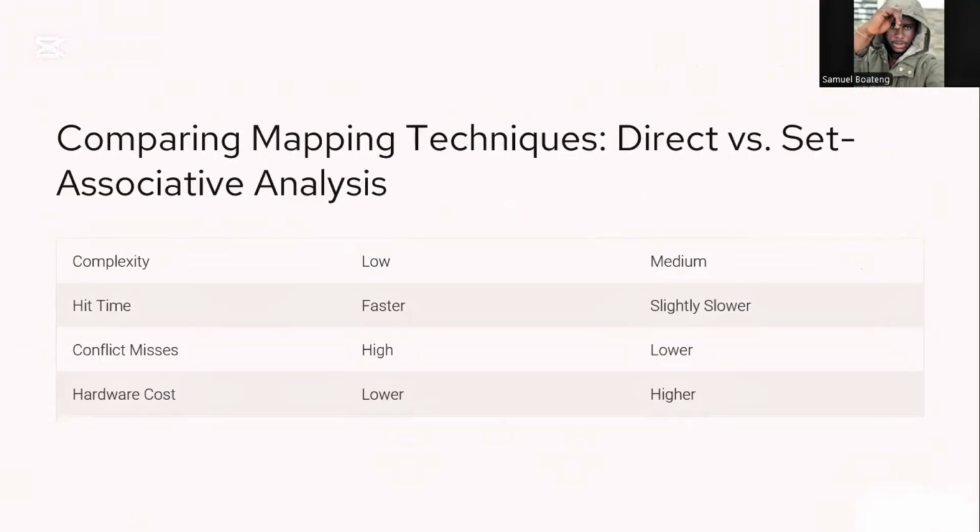Moving on to the next slide, we'll be comparing the mapping techniques, the direct and the set associative analysis. From the table, we could see that direct mapping is simpler, faster, and cheaper, but has more conflicts or conflict misses. But set associative mapping is more complex and slightly slower, but it reduces conflict and improves or balances performance.